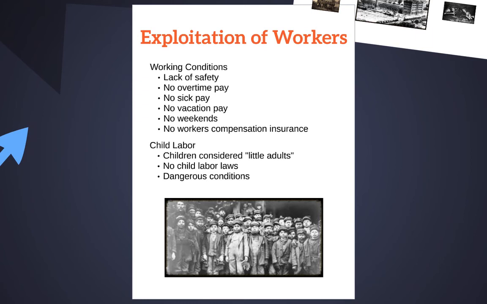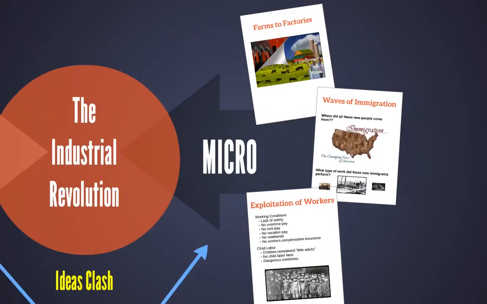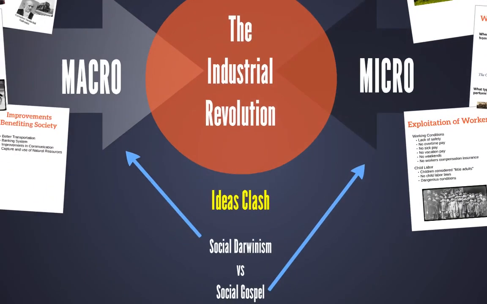Those things have changed. We've also changed child labor. Children were considered little adults, and they often worked in very dangerous, dirty conditions. So we'll talk about that, the exploitation of workers during the Industrial Revolution. There are some great things about the Industrial Revolution, and there's honestly some embarrassing things that happened, the way that people were treated. We'll talk about those.